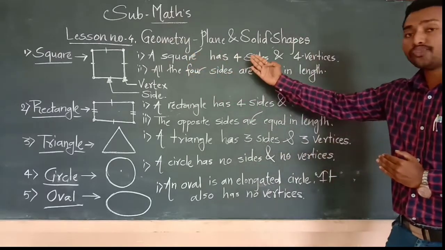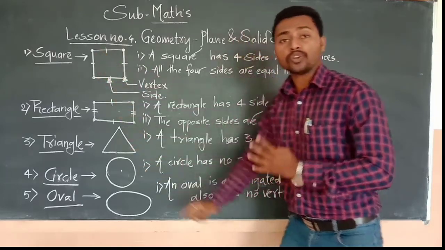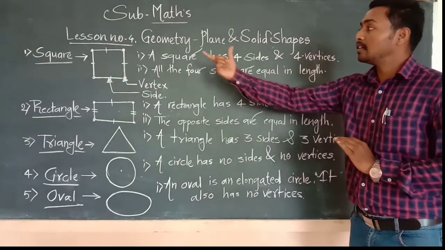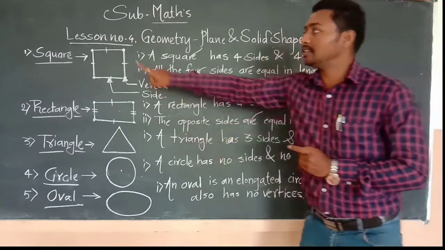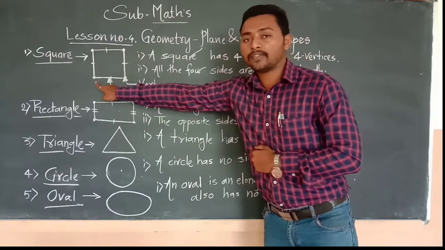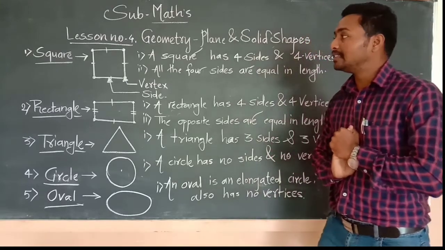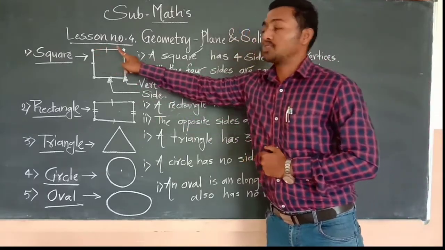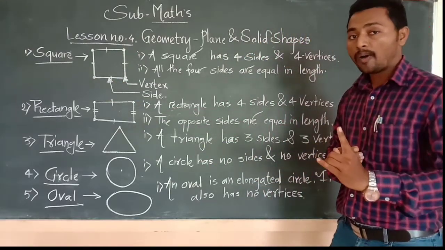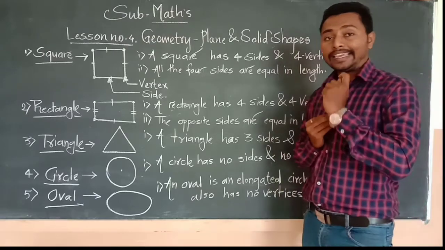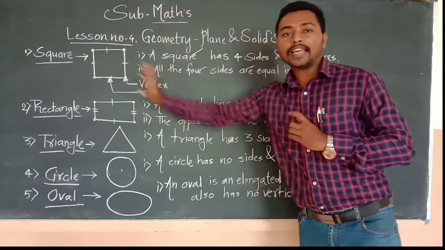So point number 1, square. A square has 4 sides. A square has how many sides? 1, 2, 3, 4. 4 equal sides are called square, and 4 vertices, that means end point of every side. How many vertices are there in a square? There are 4 vertices of square. 1, 2, 3, and last one 4. So observe the picture of square carefully. Vertex, end point of sides, and this is a side.